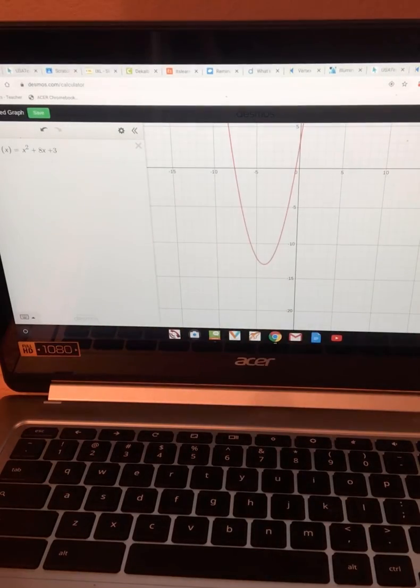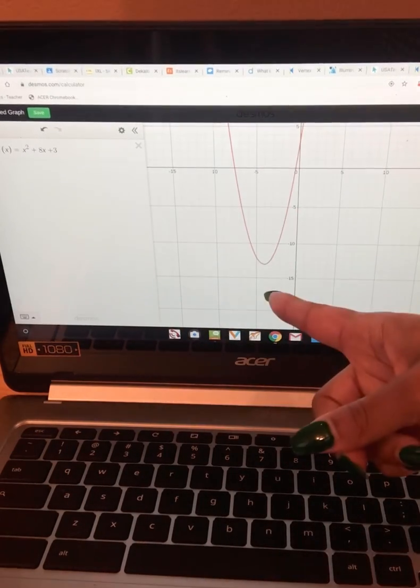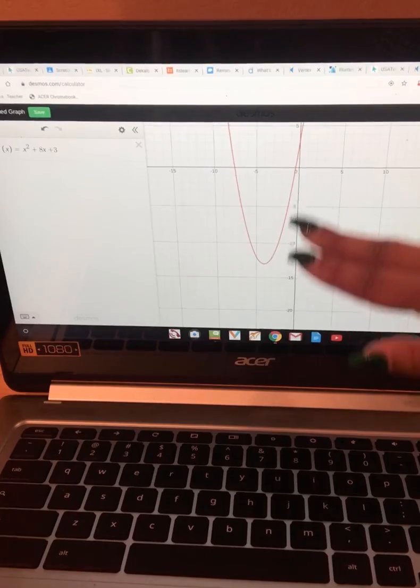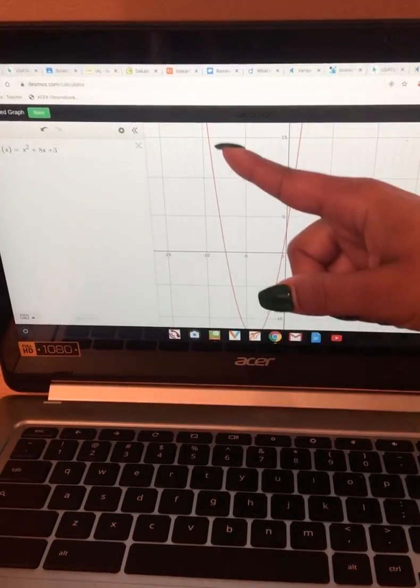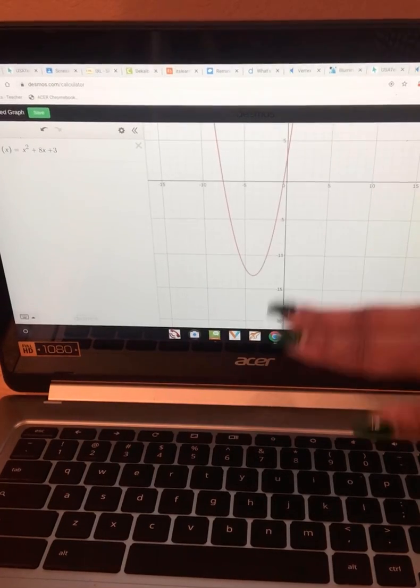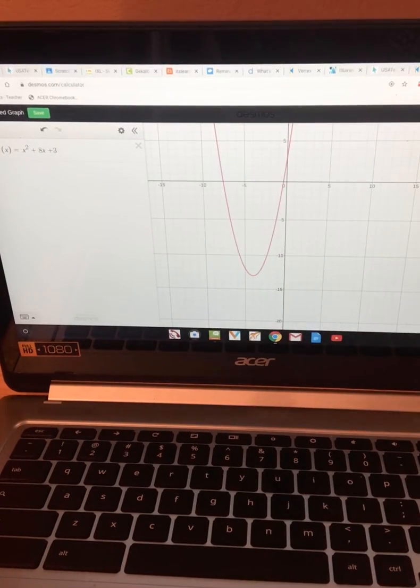And a function just means that it's going to pass the vertical line test. If I drew a vertical line anywhere on this graph, it would only touch the graph in one spot. So it passes the vertical line test, therefore it's a function.